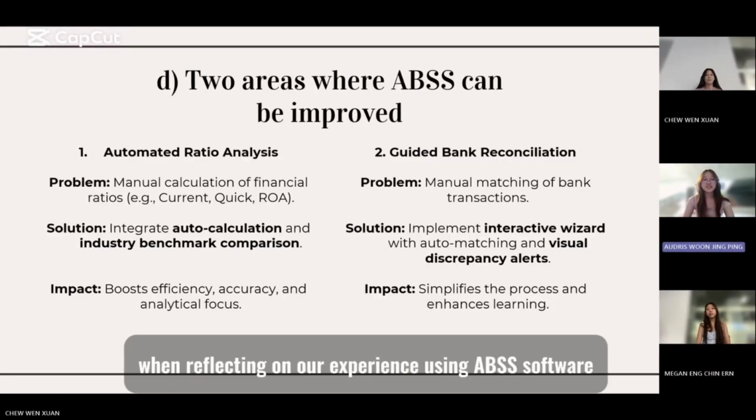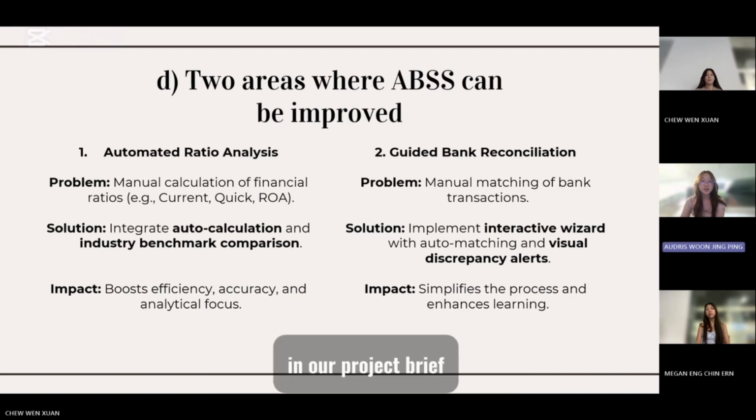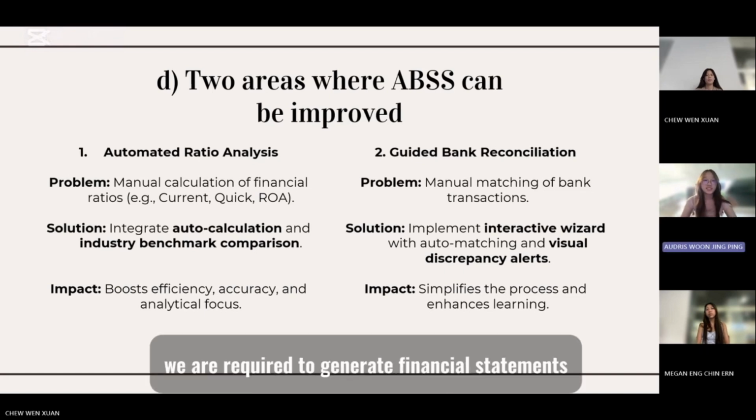When reflecting on our experience using ABSS software for this project, I've identified two key areas where I believe the software could be improved. Firstly, a major improvement that could be made is the financial ratio analysis and reporting capabilities. In our project brief, we are required to generate financial statements like the statement of profit or loss and statement of financial position. However, the subsequent step of calculating various financial ratios, such as the current ratio, quick ratio, and return on total assets, is a manual process.